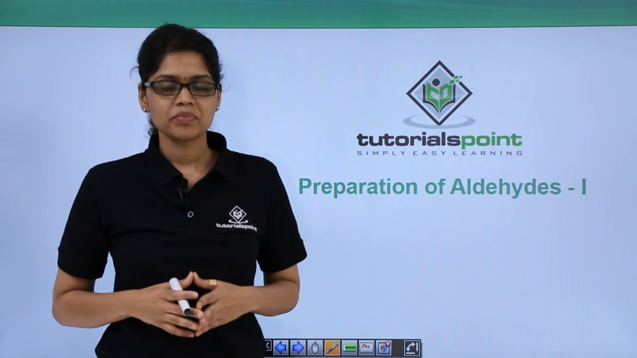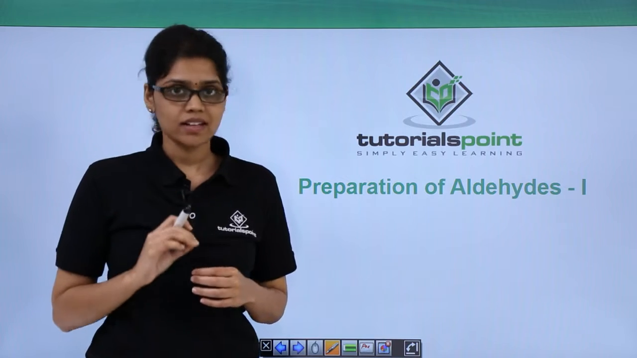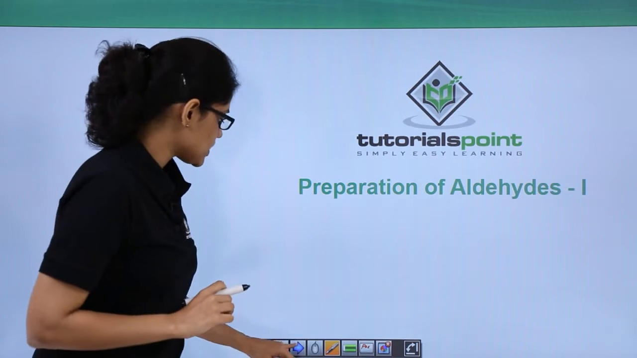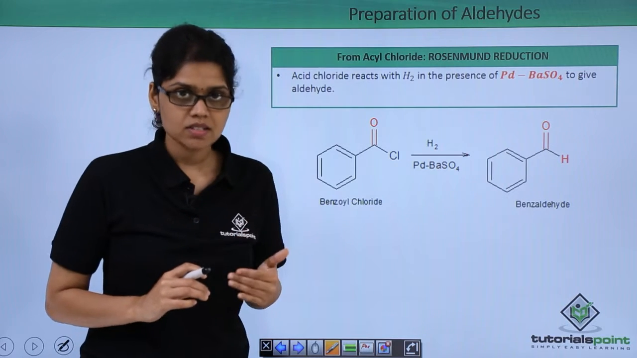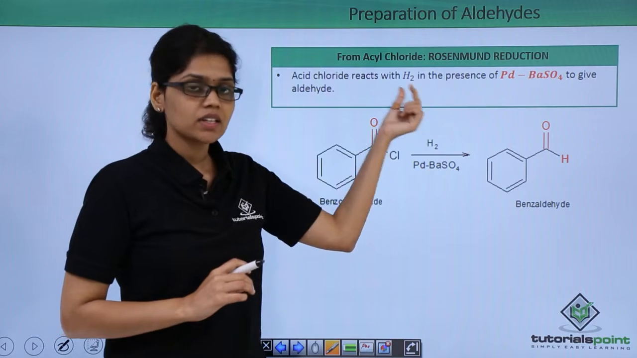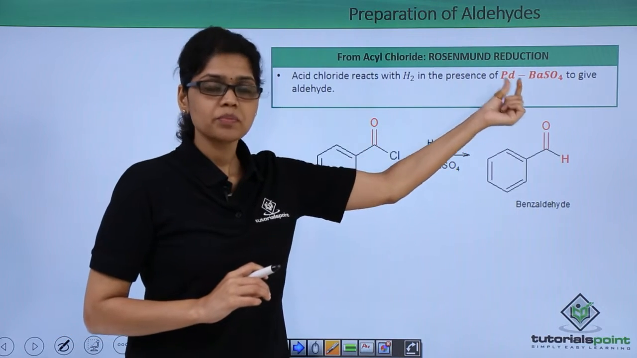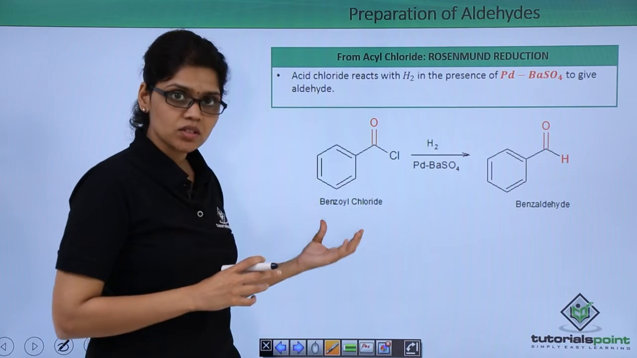Hello everyone. In this video we are going to discuss some specific reactions by which aldehydes can be obtained. As you can see here, the first reaction that we are going to talk about is Rosenmund reduction, and in this reduction we are reacting acid chloride with hydrogen in the presence of palladium BaSO4 to get the corresponding aldehyde. As you can see, the reaction here is benzoyl chloride.